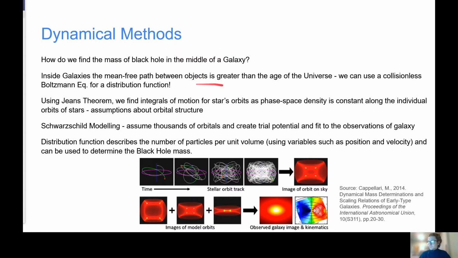Inside galaxies, we've got a mean free path which is greater than the age of the universe. So we can use a collisionless Boltzmann equation to find a distribution function, because these stars are not going to collide. We could use things like the Jeans theorem or Schwarzschild modeling, where we find integrals of motion or assume orbits and fit them to observations. And these will produce a distribution function, which we can use to find the mass of the black hole at the center.